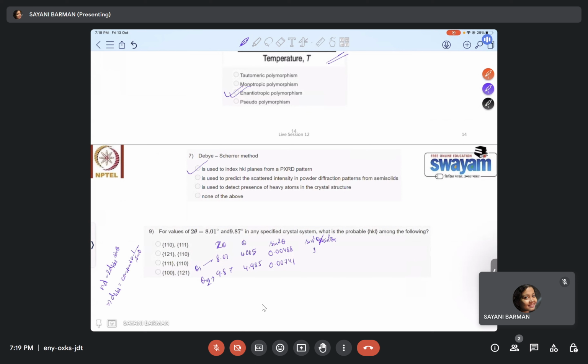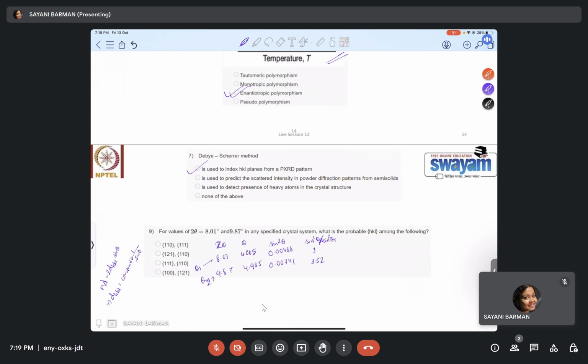The next one is the same: sine square theta 2 divided by sine square theta 1. So it will be 0.00741 divided by 0.00488, and it comes to around 1.52.